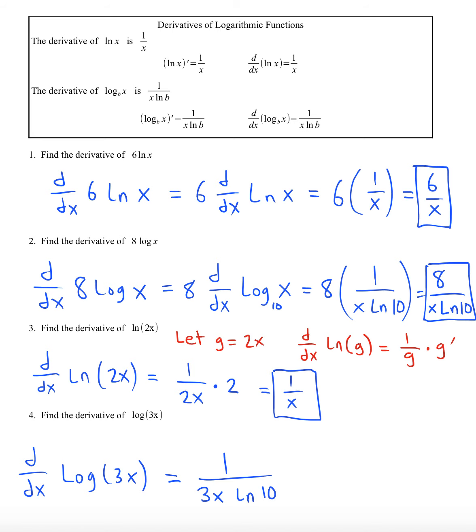So 1 over 3x ln 10. But we can't forget to multiply by the derivative of the inside, which would be 3. So interestingly, this derivative reduces to 1 over x ln 10.